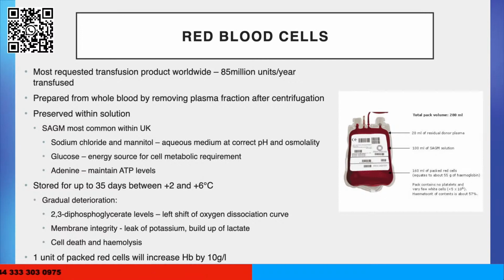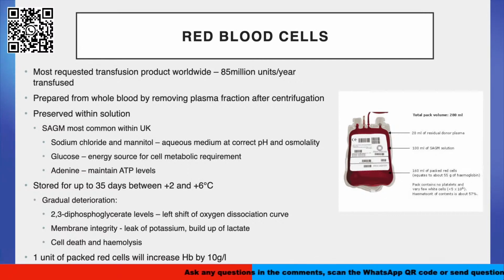And this consists of sodium chloride and mannitol, which provides the aqueous medium at the correct pH and osmolality for the cells, glucose to provide an energy source for the metabolic requirements, and adenine to maintain the ATP levels. After donation, these can be stored for up to 35 days between 2 and 6 degrees.